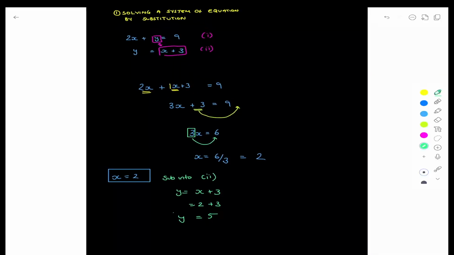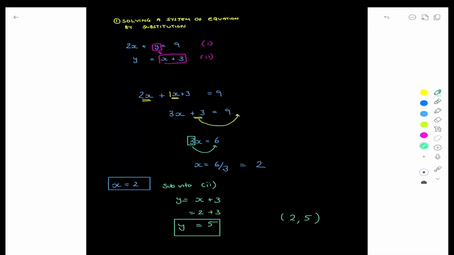Beautiful. So those are my 2 answers, and because it's x and y, we can actually write it as a coordinate. So for the first one, your answer should have been 2, 5. So well done if you got that correct. If not, hopefully this made sense.